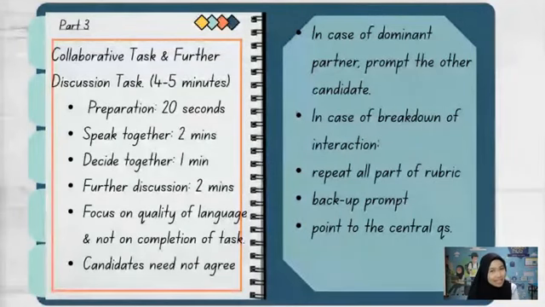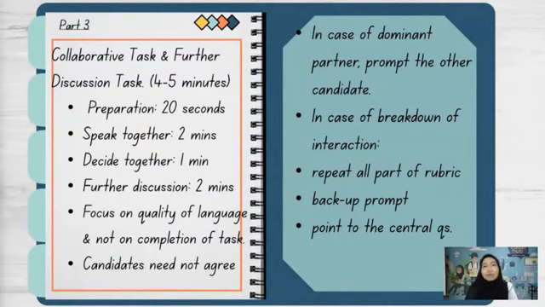What do you think, Budi? Something like that. Okay. What about in case of breakdown of interaction? Oh man, both of them cannot speak. Okay, what you should do is repeat all part of rubric. That's the first one. Repeat all part of rubric.